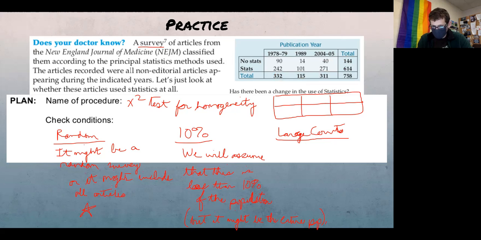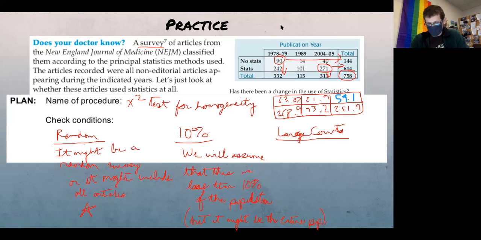So what I want to do for the first cell, I want to take the row total times the column total divided by the table total. All right. And then if I go all the way through, it's going to be for every single cell, that row total times column total divided by the table total. I'm going to see if you guys can come up with what the expected counts for this table should be.